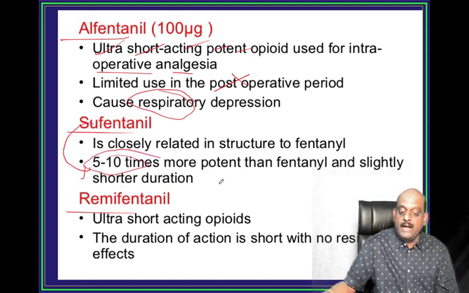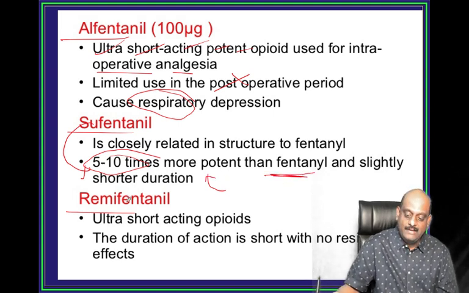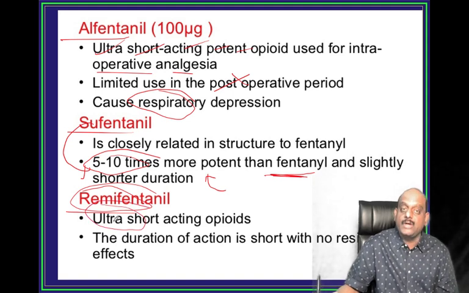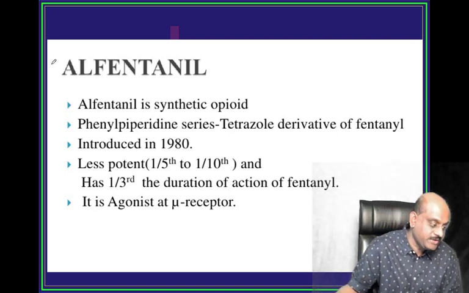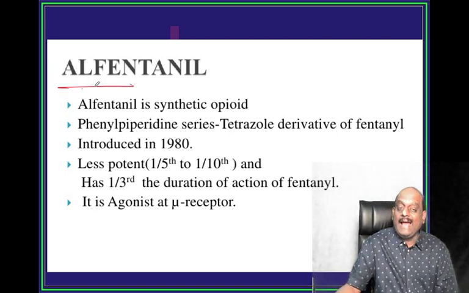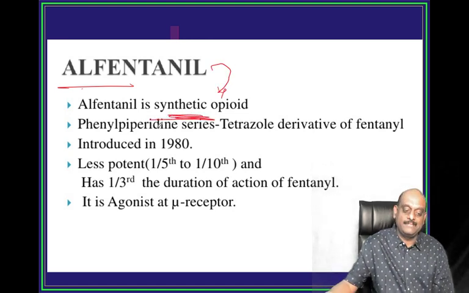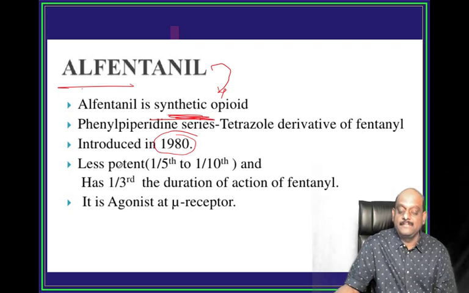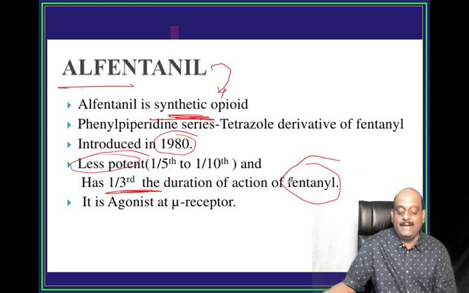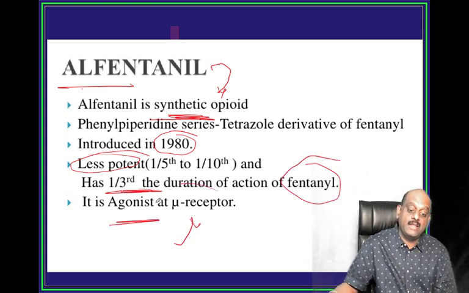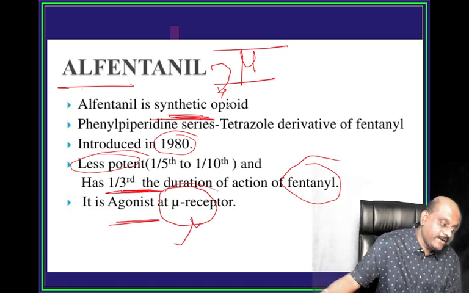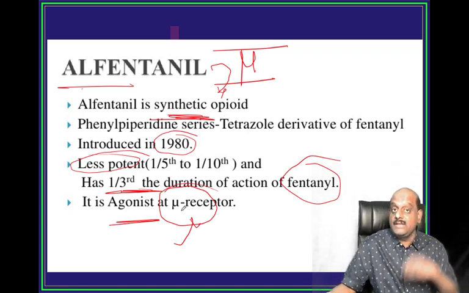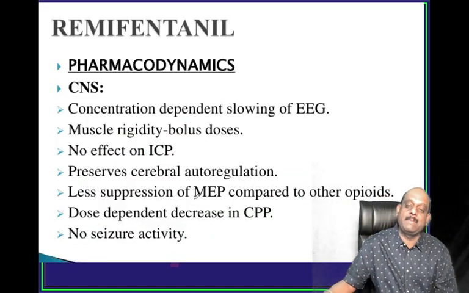Sufentanil, 5 to 10 times more potent than fentanyl. And remifentanil also is ultra short acting, duration of action is short, no residual effects. That is a great advantage. So alfentanil is a synthetic opioid introduced in 1980. It is less potent and it has one-third the duration of fentanyl, and it is an agonist at the mu receptor. Lot of times this question was asked: where does alfentanil work? Alfentanil is an agonist at the mu receptor is what you need to remember.